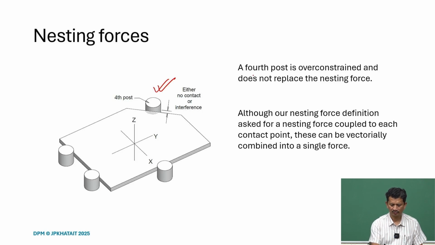The fourth post is always over constrained and it does not replace the nesting force. And why? Because again it's still rigid if we consider this case. So, in order to provide sufficient nesting force, it should press and there should be, so these are the contact points.